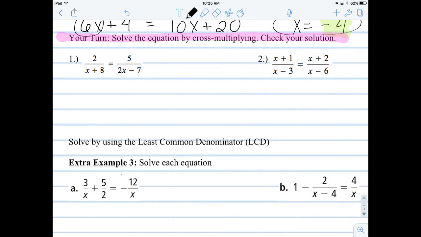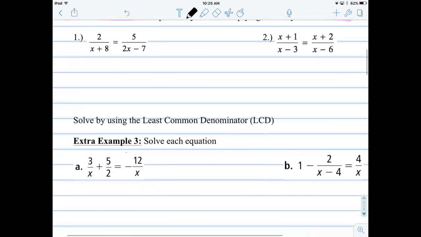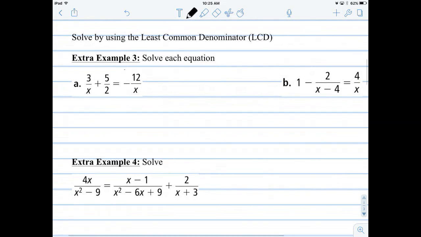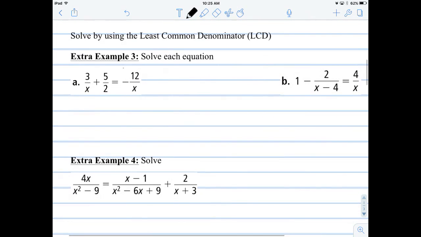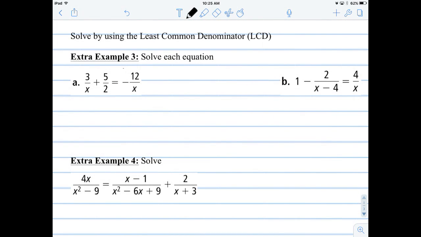All right. Now that you've had a little time to practice cross multiplying, we're going to look at a new method, and that's by using least common denominator, the LCD. The LCD is useful when I don't have a fraction equal to another fraction. Like in this case, I don't just have one fraction equal to another fraction. Here, extra example 3a, this one right here. I have a 3 over x plus 5 over 2.